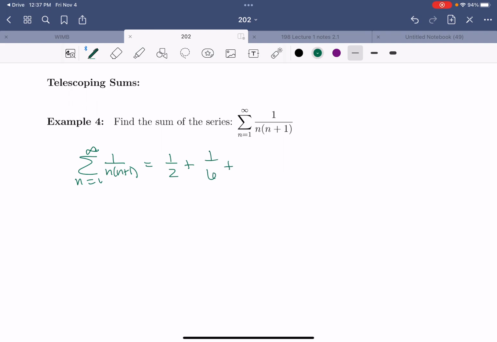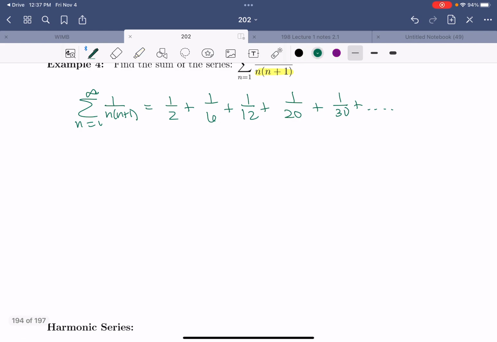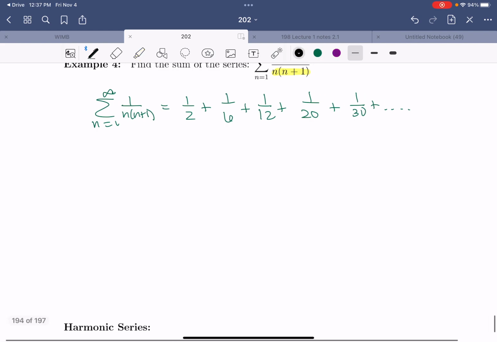Plug in 3, that's 1 over 3 times 4, which is 12. 1 over 4 times 5 is 20. 1 over 5 times 6 is 30. And so on and so forth. Okay. So anytime that you see something that looks like a fraction that can be factored in the denominator, what we're going to do is break this down into its partial fractions. So let's rewrite this using partial fractions.